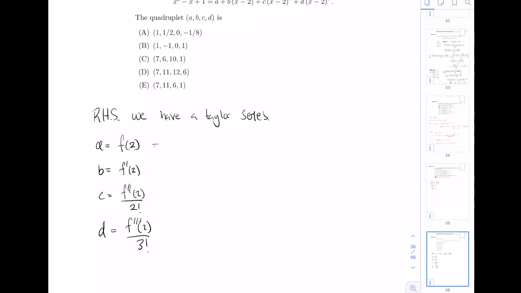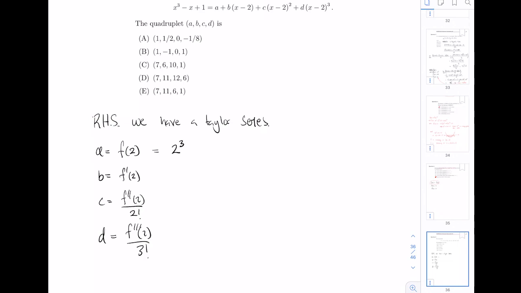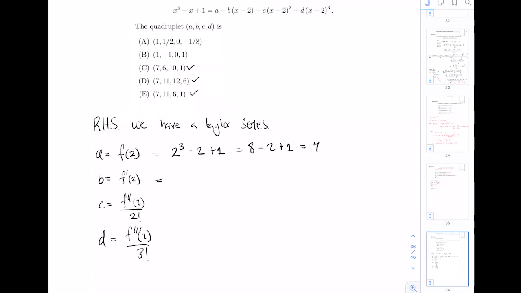So f of 2 is equal to 2 cubed minus 2 plus 1. If I simplify this, I end up with 8 minus 2 plus 1, which is equal to 7. That limits our answer choices to these possibilities now. And f prime at 2 is 3 times 2 squared minus 1, which is 12 minus 1, which is equal to 11. So now our answer choices are limited even further, and we have these two possibilities remaining.